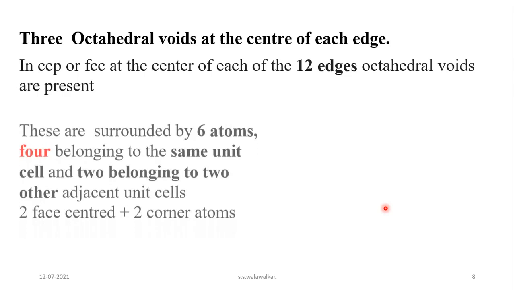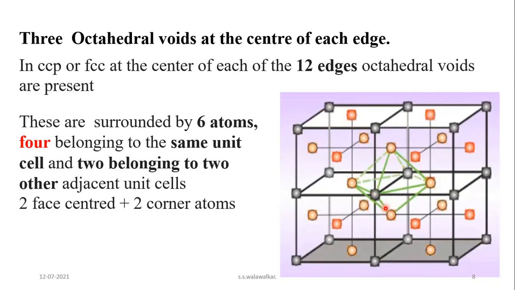You know that in the FCC structure 12 edges are there, and at each edge an octahedral void is there, and you know that the octahedral void is surrounded by 6 atoms. But out of these 6 atoms, 4 atoms belong to the same unit cell, and the 2 atoms belong to 2 other adjacent unit cells. Which 4 atoms belong to the same unit cell? Out of these 4 atoms, 2 are face center and 2 are corner atoms.